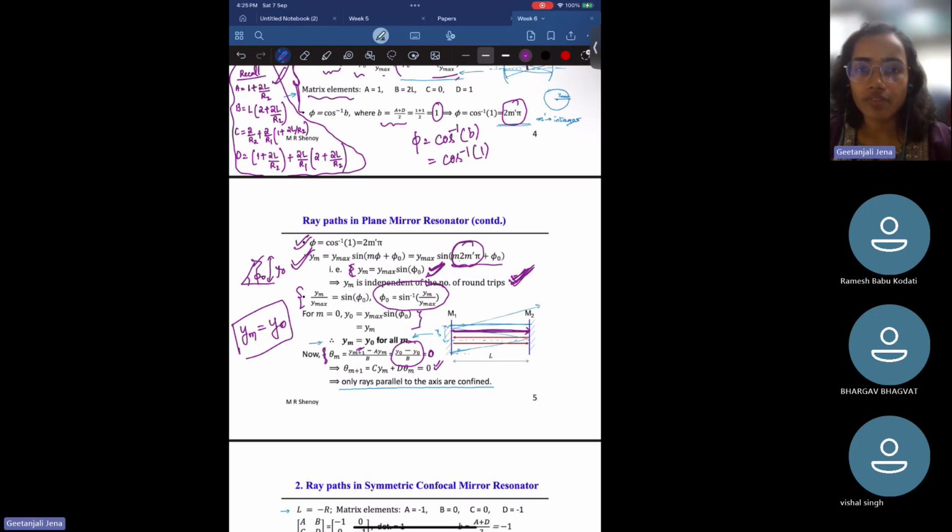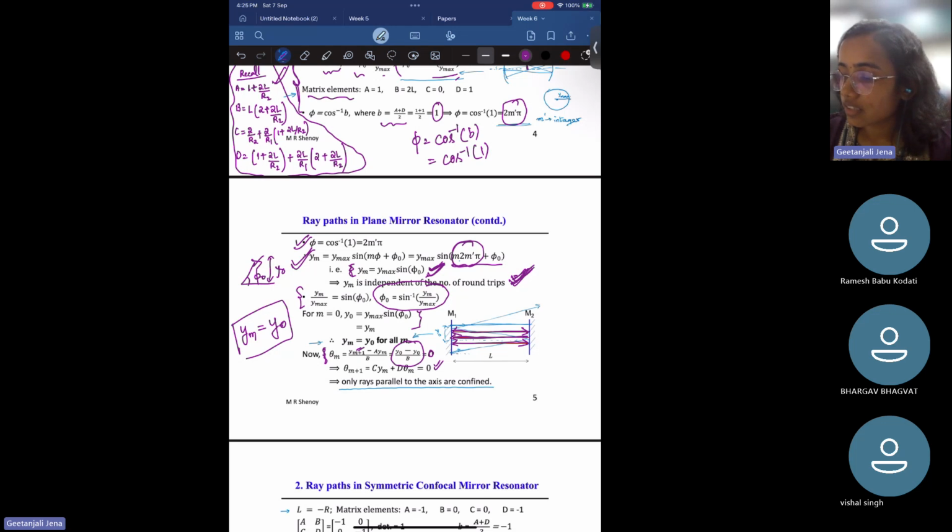So the allowed ray path in a plane mirror resonator is the path where theta m is 0 and y m remains constant, which is y0. That means the ray is perpendicular to the mirror surface, so that theta m is 0 and y m remains unchanged during this oscillation inside the plane mirror resonator.